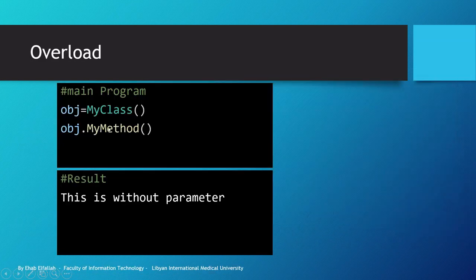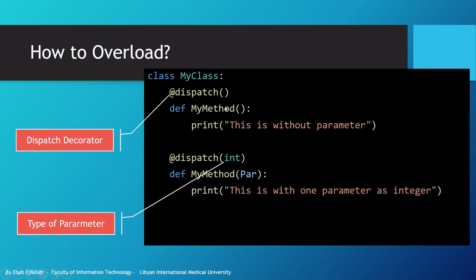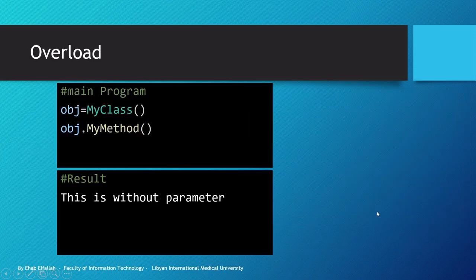And when we create an object from this class and we call the my method name, if we didn't pass any parameter, so this is without parameter, it will call the previous method. And if I pass only one integer, any number as an integer, it will call this method.